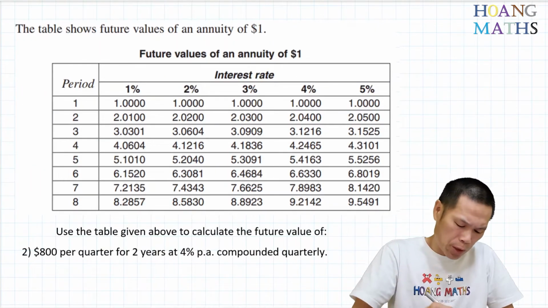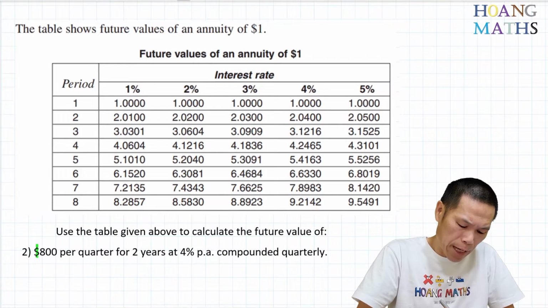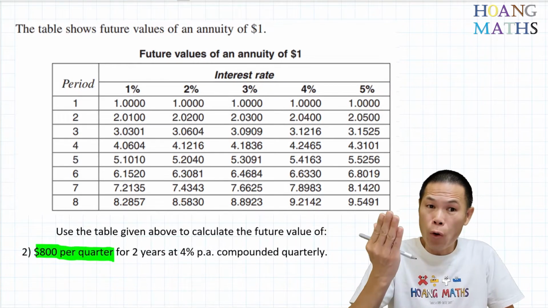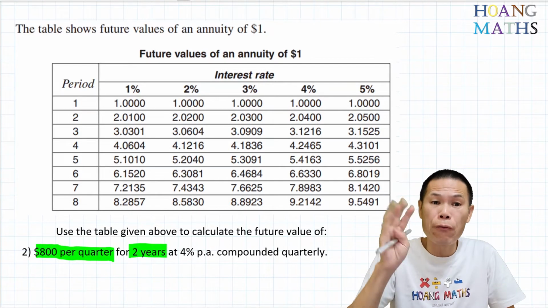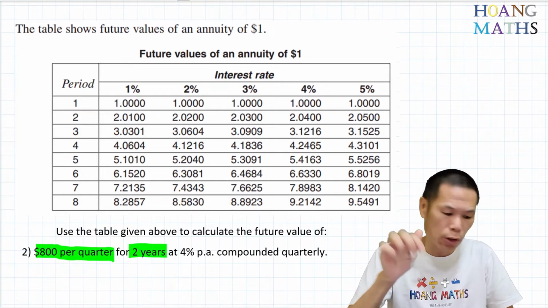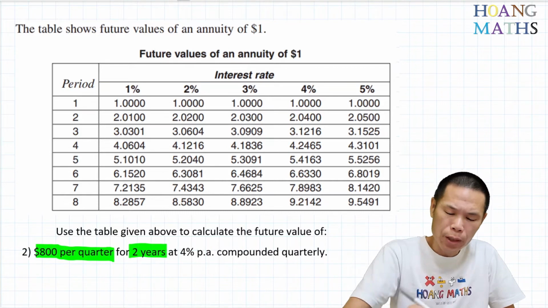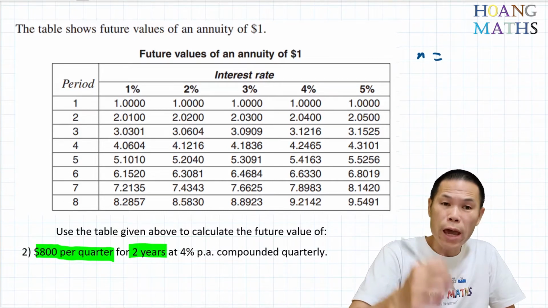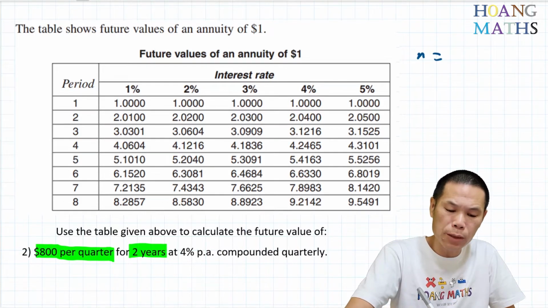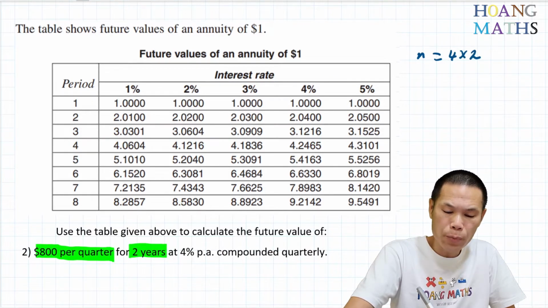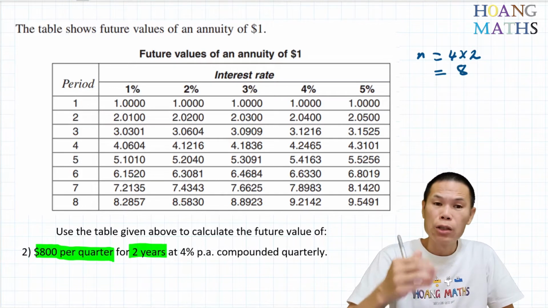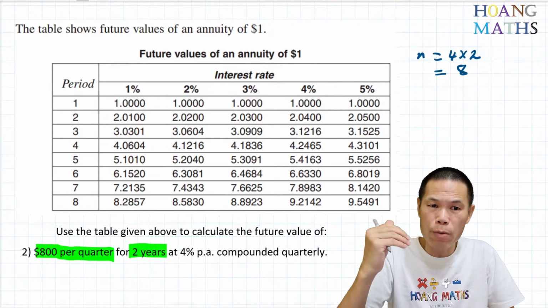Second example. The regular payment is $800 per quarter for 2 years. This means that in 1 year we pay 4 times. Just remember that. Therefore, to work out N, every year we pay 4 times, and for 2 years we times by 2. So altogether we paid 8 times, so 8 regular payments. Remember that.